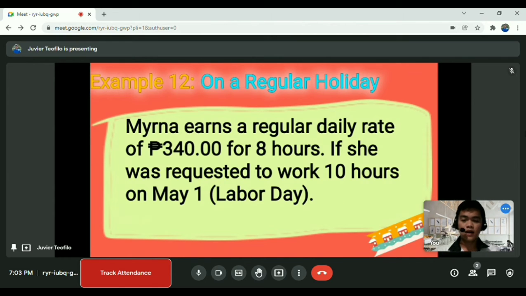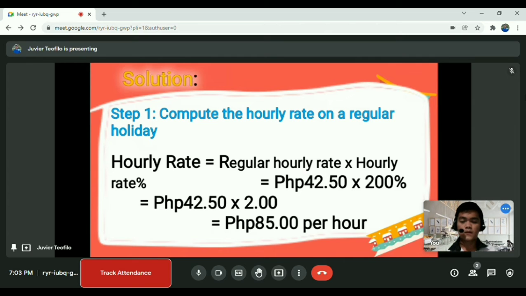So now we are going to compute the overtime pay on a regular holiday. Now, let's have the solution on step number 1. So again, compute the hourly rate on a regular holiday. Our hourly rate is equal to regular hourly rate times hourly rate percent. So 42.50 times 200%.